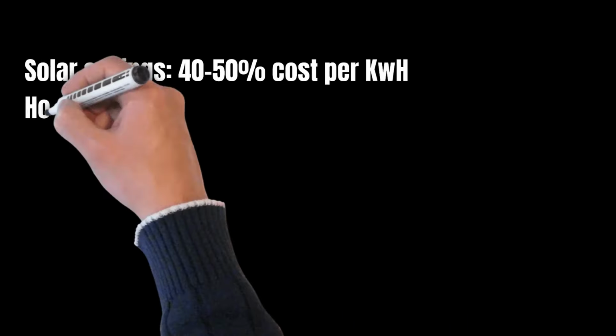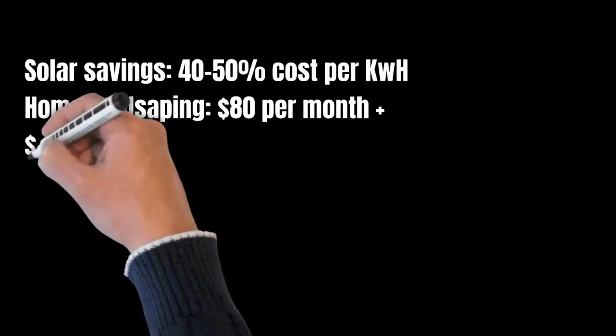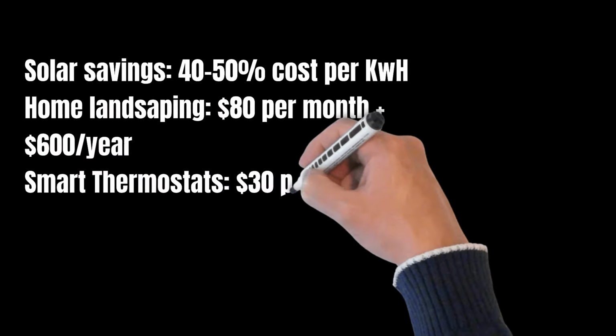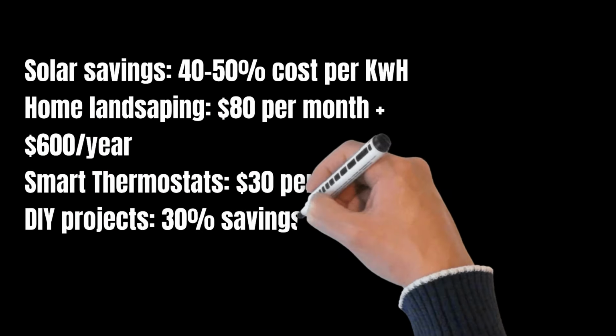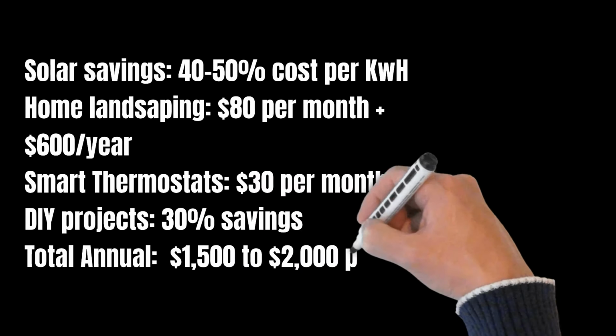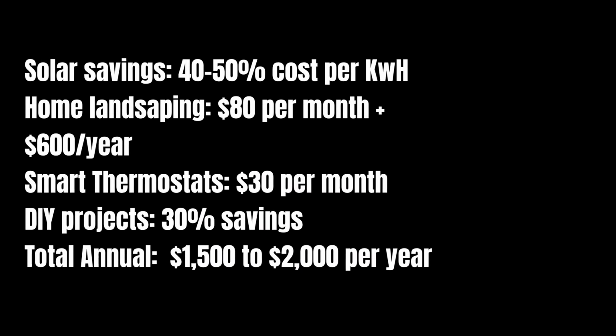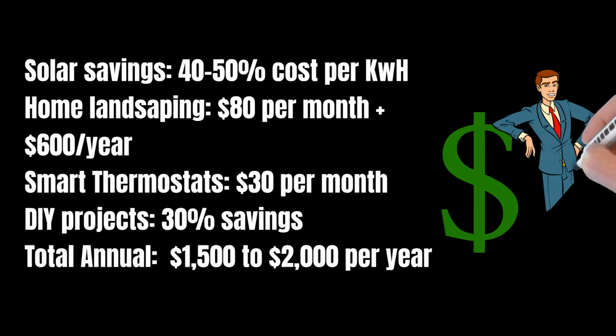Solar electricity was a huge savings to our utility bills. Home landscaping saved $80 per month, plus $600 per year for leaf and snow removal. Smart thermostats saved another $30 per month in the cold and hot seasons. Do-it-yourself projects, this is a big labor savings. The savings will depend on the size of the job, but 30% is a fair estimate. For me, the total savings from home expense reductions was anywhere from $1,500 to $2,500 per year.